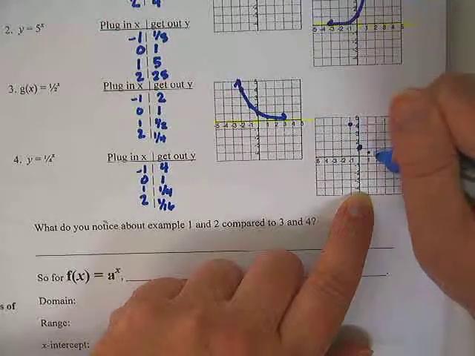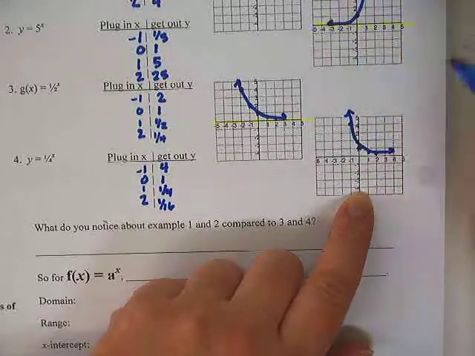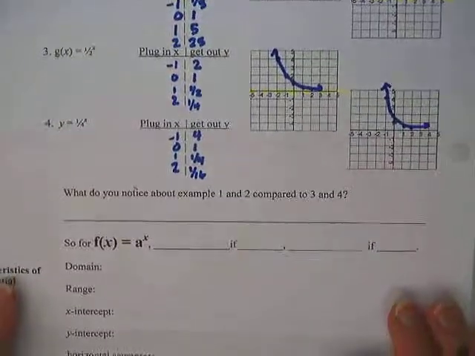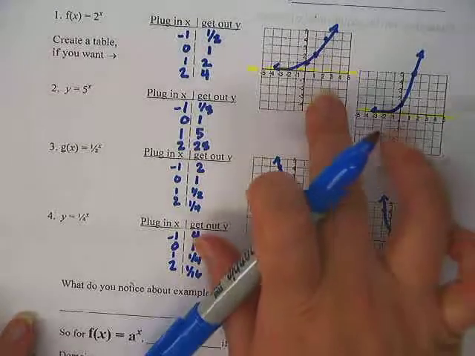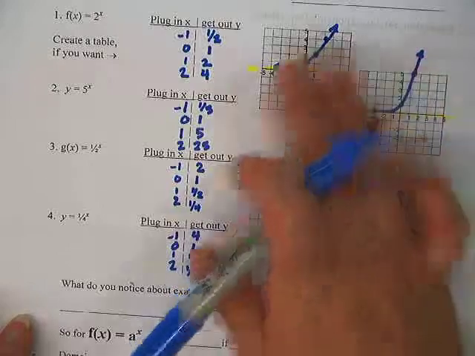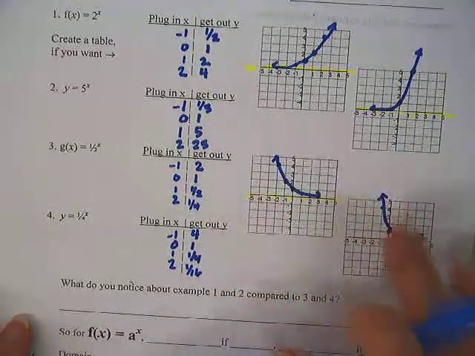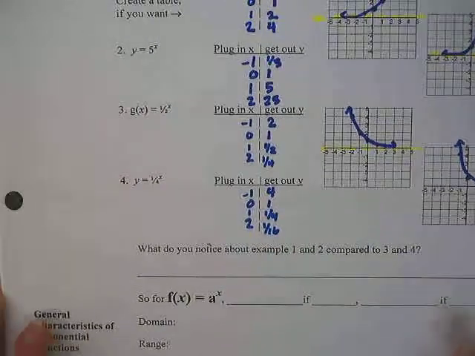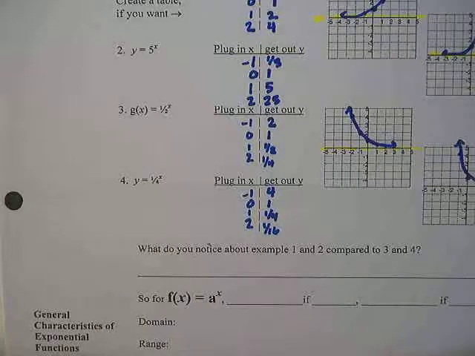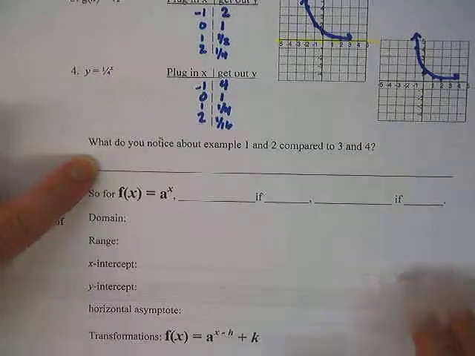That's really hard to graph, especially with my fat Sharpie marker here. Anyway, I go left 1, up 4, 0, 1, 1, 1/4, 2, 1/16, and of course it did as I predicted and gave me a little bit steeper exponential depreciation graph. Okay, what do you notice about examples 1 and 2 compared to examples 3 and 4? Well, these are going upward. They're what we call exponential growth. These two are going downward. They're what we call exponential decay.